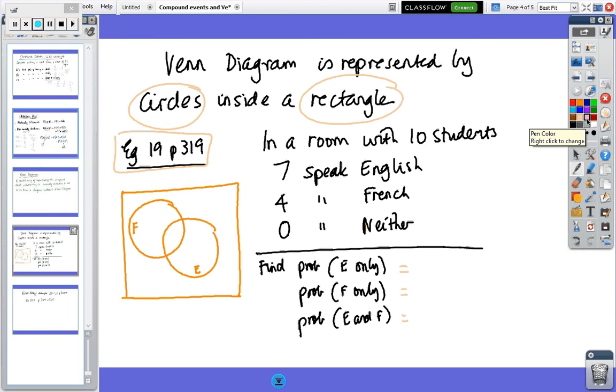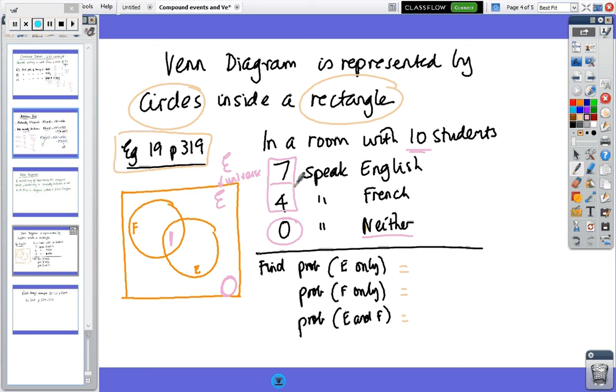Okay, so none speak neither. Now the whole box is called the universe, and we use this funny squiggly E, which just means the universe. In this case, the universe is 10 students. So none is on the outside. Now we've got 10 students, but it looks like we've got 11 students. If there's 11 represented and there's only 10, that means one student has been counted twice. So that one student is in the overlap.